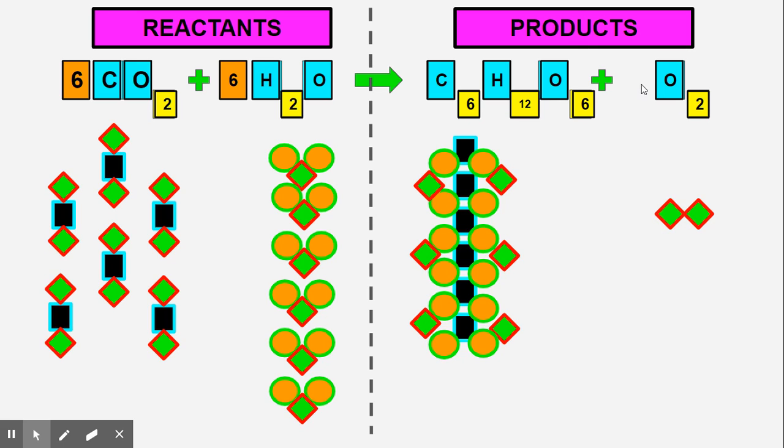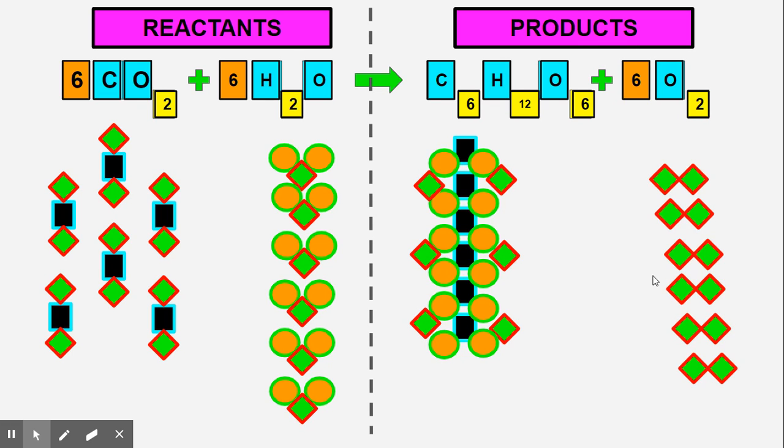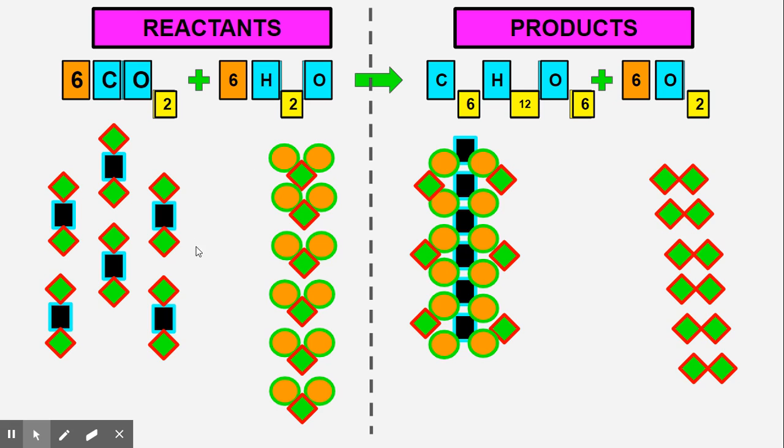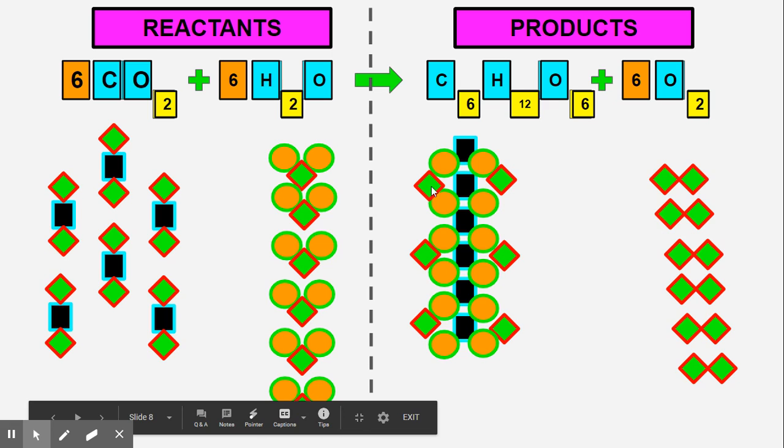So what number can I put here that will multiply times this to give me 12 oxygens? If I use a 6, 6 times 2 is 12. So now if I count everything up, I'll have 18 oxygens on the right, 18 oxygens on the left, 6 carbons on the left, 6 carbons on the right, 12 hydrogens on the left, 12 hydrogens on the right.